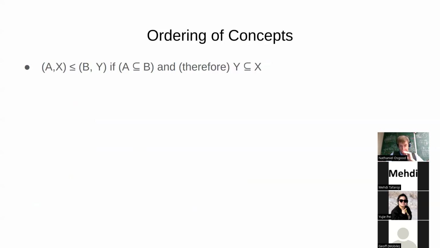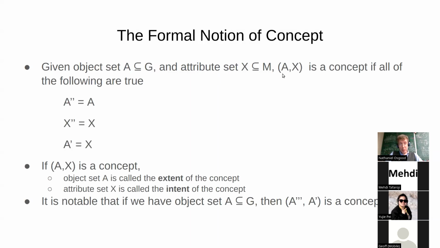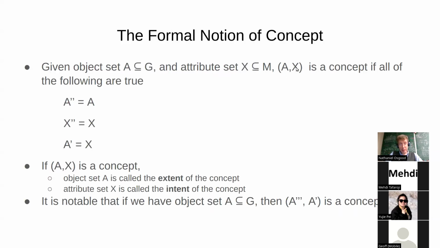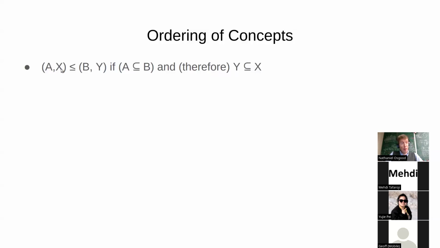Now, you may be wondering, I started talking about lattices, where do those come in here? Well, look, we're going to have an ordering of concepts. This should remind you of a pre-order categorically, right? If we have two concepts, special things, pairings of a set of objects and a set of attributes, we'll call AX less than or equal to BY in this kind of pre-order.